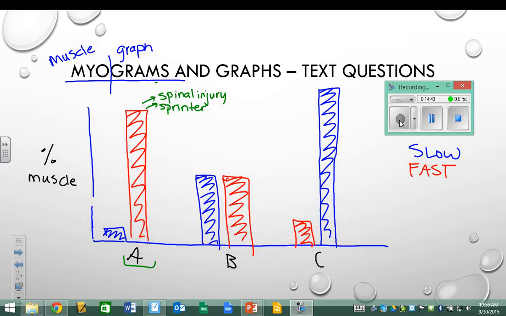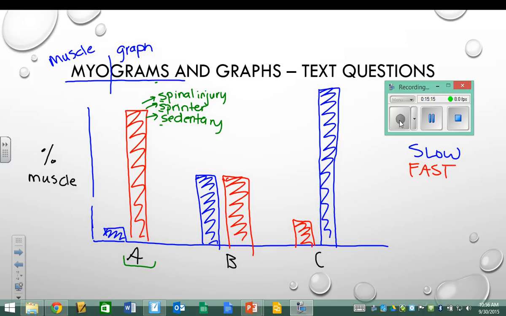Now the sprinter definitely has a lot of fast twitch muscle fibers, but the sprinter had a little bit more slow twitch muscle fibers because they would have some endurance muscles even just from their daily life. The next person that would go on this side of the graph would be our sedentary person. So the S's: the spinal injury, the sprinter, the sedentary person, the couch potato.